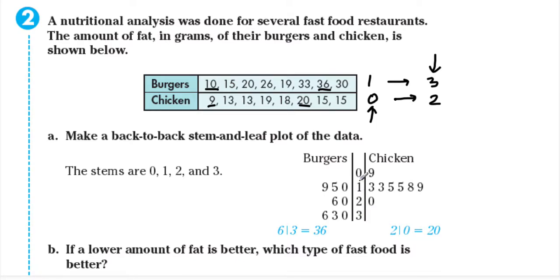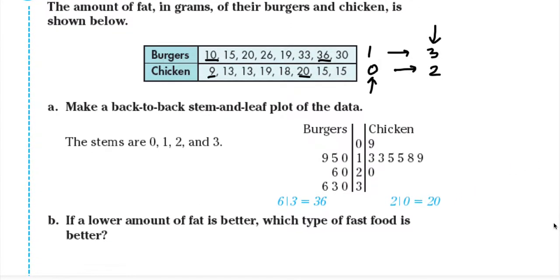Then we create our back-to-back stem and leaf plot, burgers and chicken. You have the chicken as 9 grams of fat, which is the least value. List all the grams of fat on the burgers and the chicken, and arrange them from least to greatest. After that, create a key. 6 vertical line 3 indicates 36. 2 vertical line 0 indicates 20. So that's how you create your back-to-back stem and leaf plot.